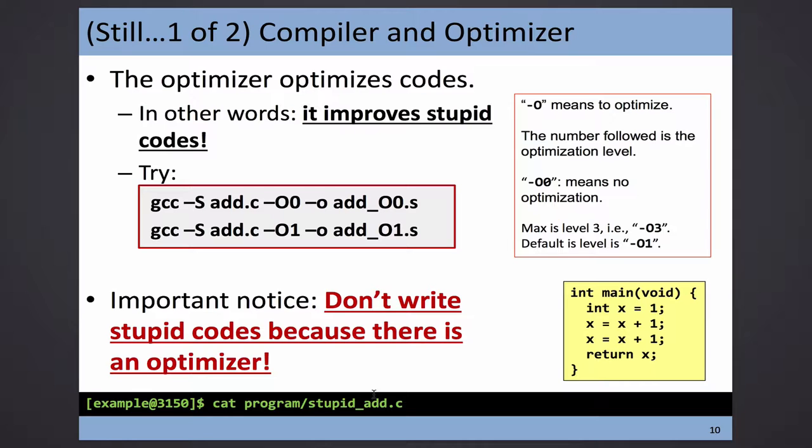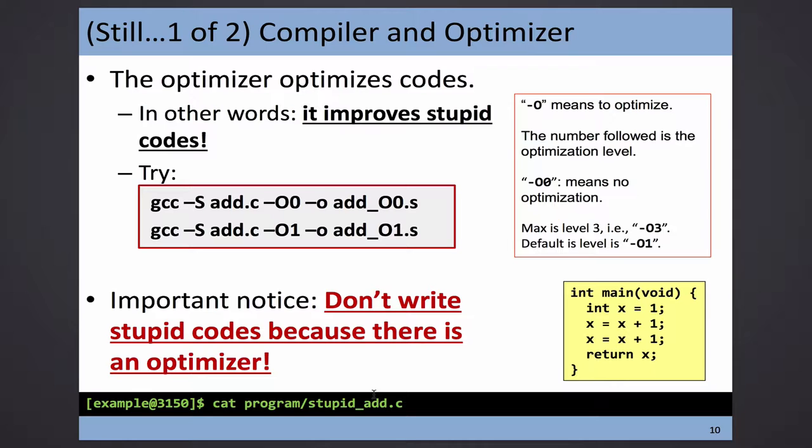Let's take a look at this code. Who thinks that this code is smart? I think no one thinks that this code is smart. Now, I want you guys to change this code into its simplest form. How can it be optimized? What is the simplest form? Yeah, you are smiling. What is the answer? Yeah, return, right? Yeah, int main void return.